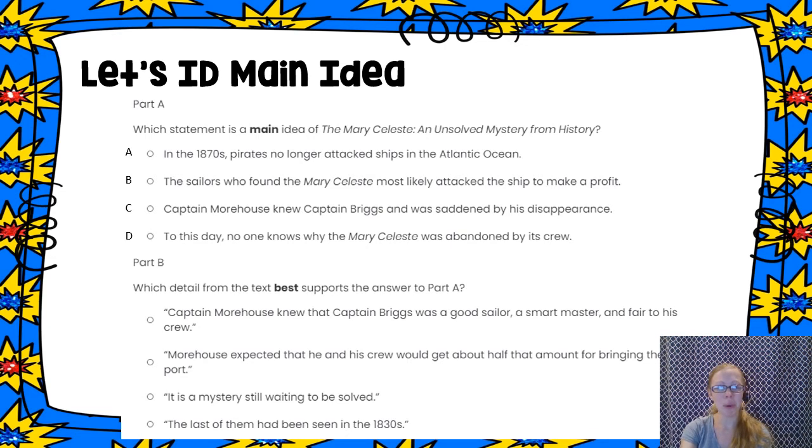So we'll be doing more practice with those main ideas and supporting details, but this is a great jump start on it, fifth grade.